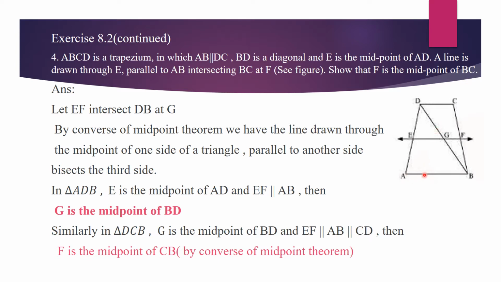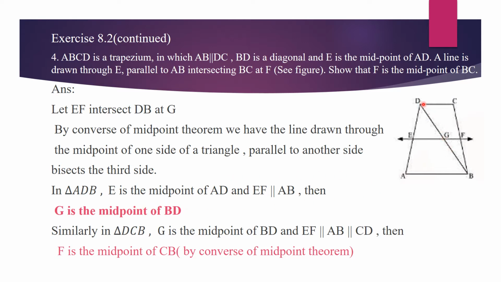Here we can see a trapezium ABCD where AB and CD are parallel and a diagonal BD. We are given E is the midpoint of AD. If we draw a line through the midpoint which is parallel to the side AB, using the converse of midpoint theorem, we can say it will bisect the third side. Here in the triangle ABD, E is the midpoint of AD and EG is parallel to AB. So we can say G is the midpoint of BD.